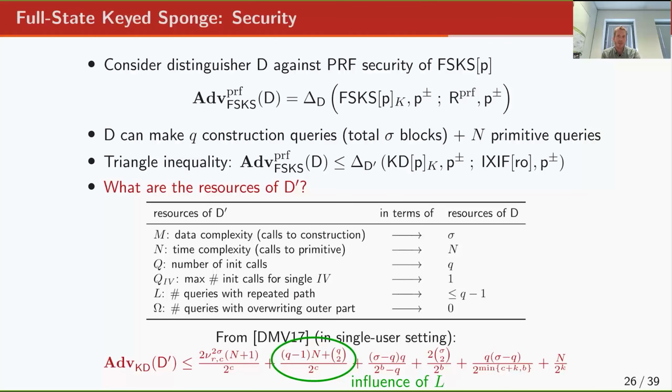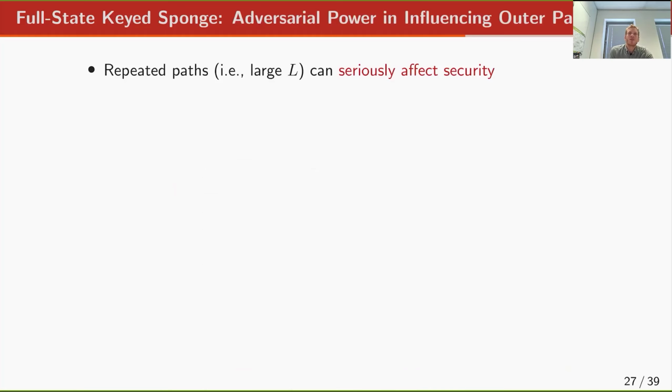So to see this, remember Q times N over 2 to the C. That's the dominating term here. Q is the number of Keyak-Ponch calls, roughly. N is the number of permutation calls that the attacker can make, Q times N over 2 to the C. Where does this occur? To see this, let's look at the simplified setting.